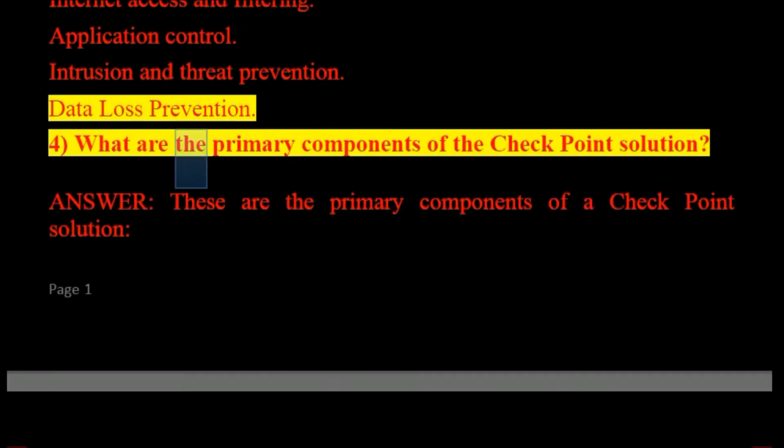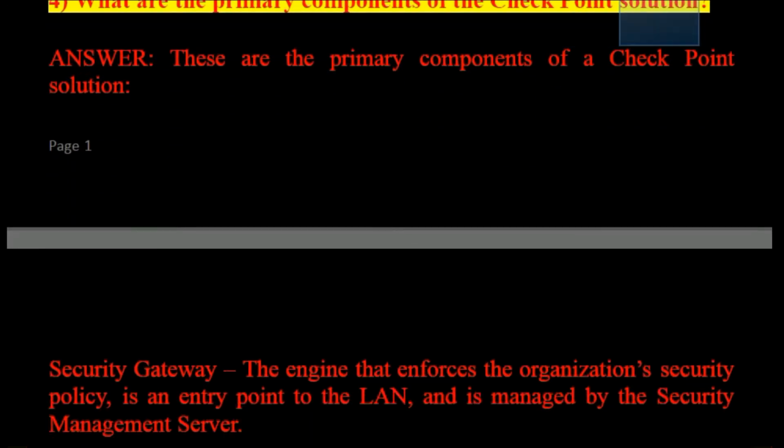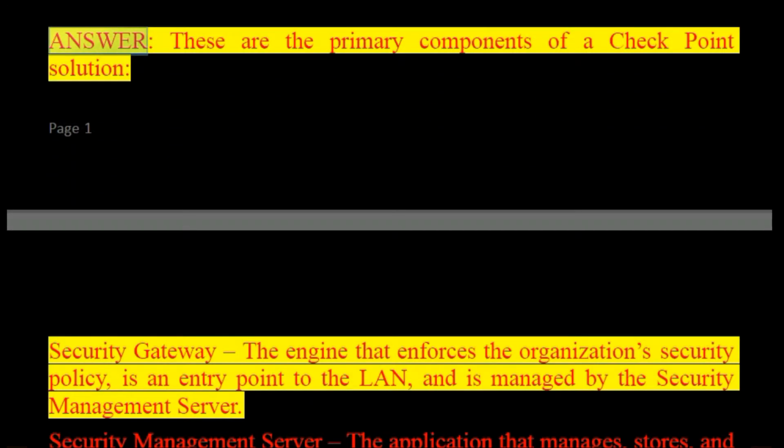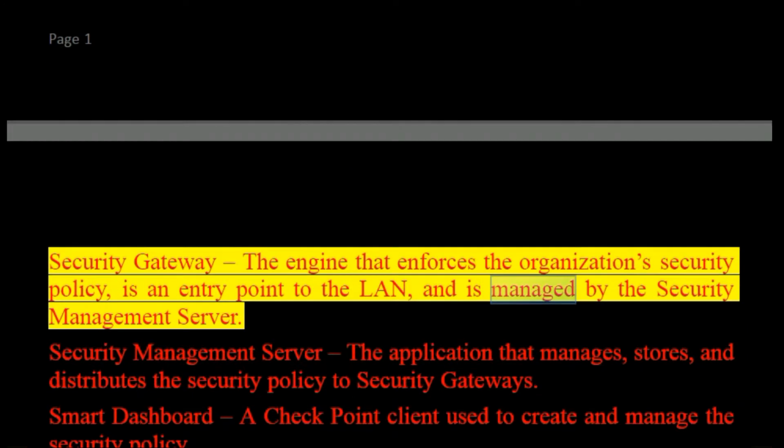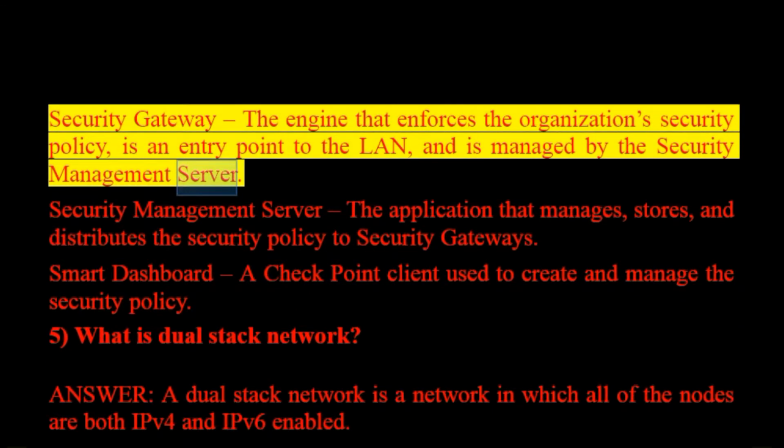4. What are the primary components of the checkpoint solution? Answer: These are the primary components of a checkpoint solution: Security gateway, the engine that enforces the organization's security policy, is an entry point to the LAN, and is managed by the security management server.